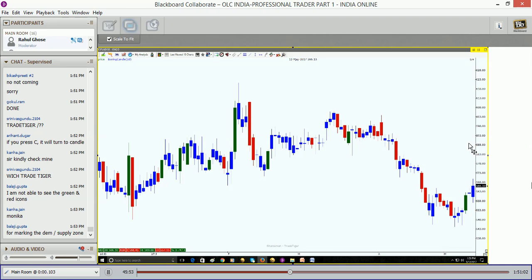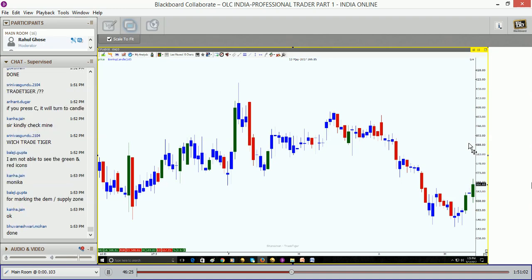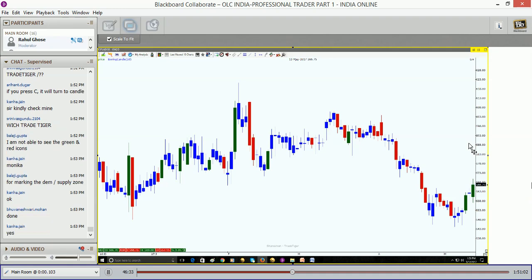No, so I'm just taking control of your system, Monica. And I'm showing it to you how it's done. Okay. I remove this and use my demand support tool. Select the demand zone, and from here to here, can you see from the lowest wick over here to the highest body over here? Lowest wick of the lowest base to the highest body of the highest base.